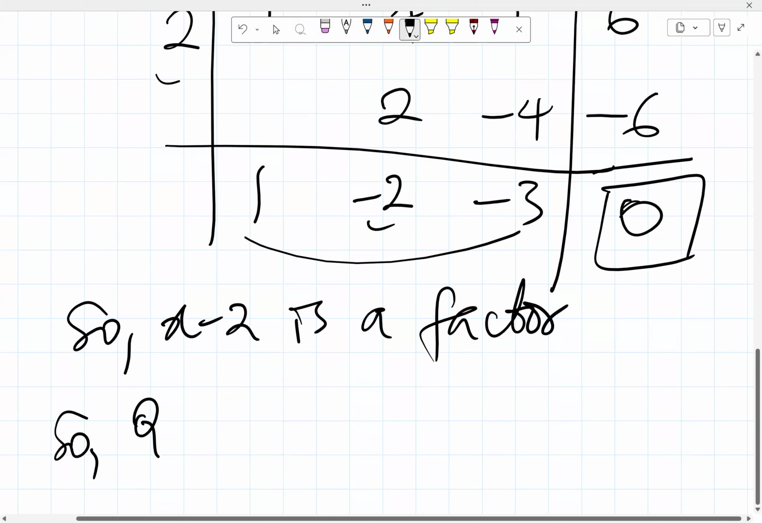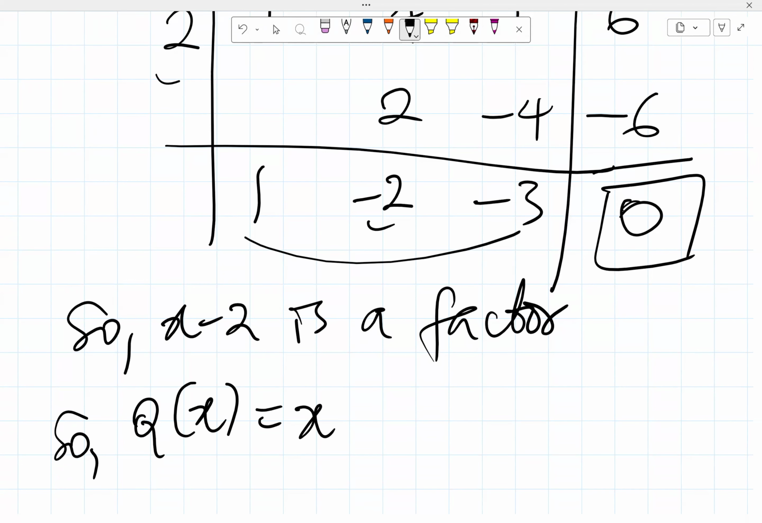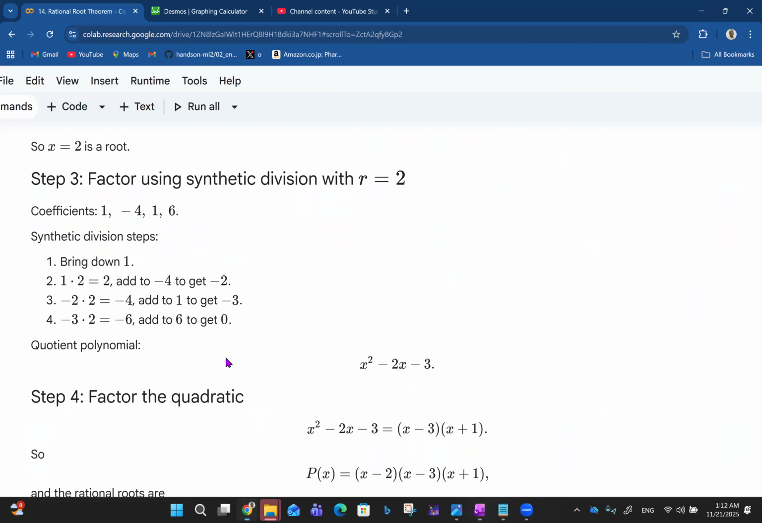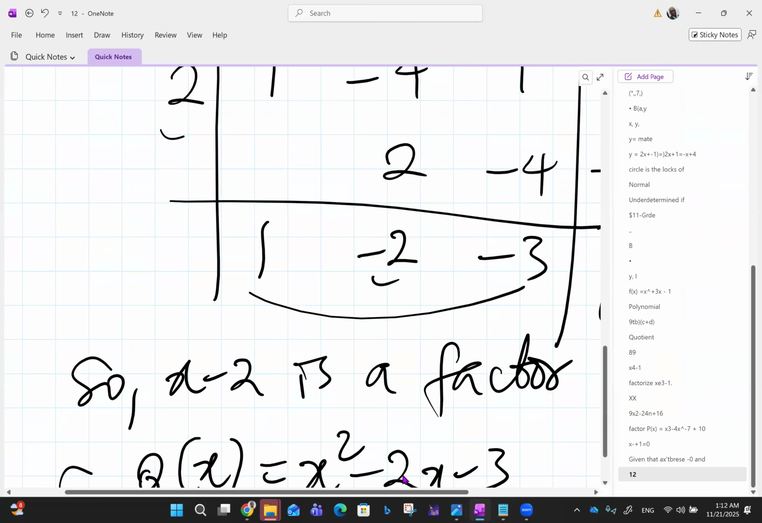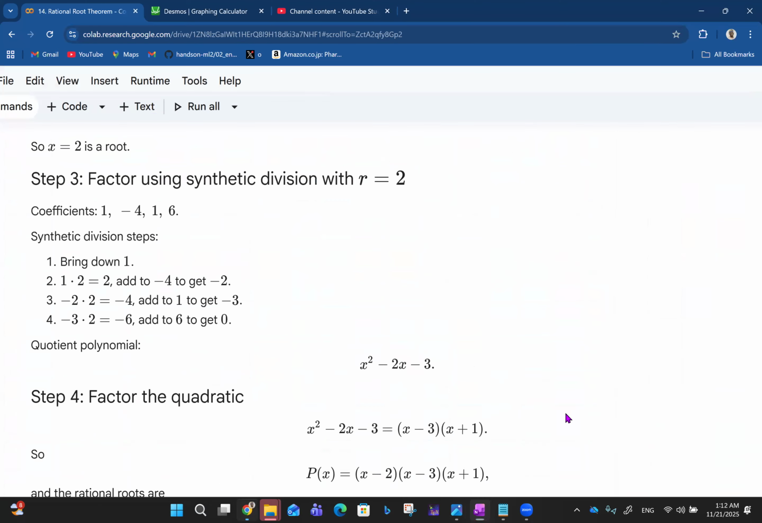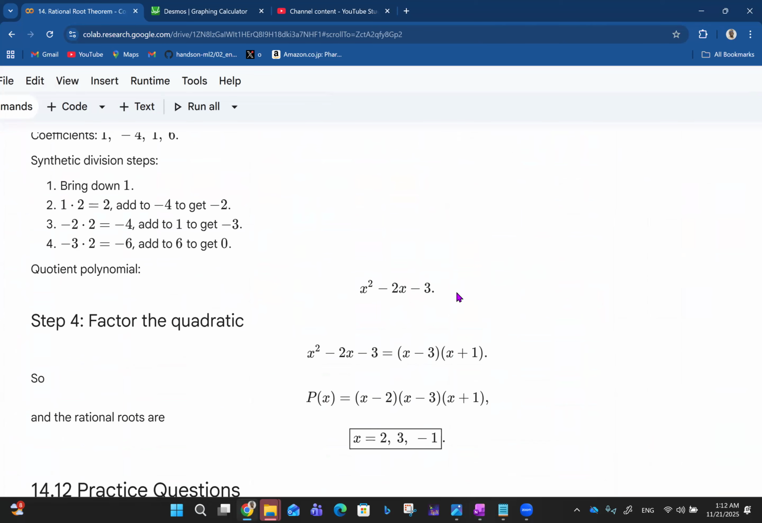So Q of x, the quotient, is x squared, that's x raised to power 0, x raised to power 1, so that's x squared minus 2x minus 3. Then this is a quadratic, and you can easily factorize it and move on. As I promised, I'm going to solve a full problem by the time this is done. You can see x squared minus 2x minus 3, just like what I got here.